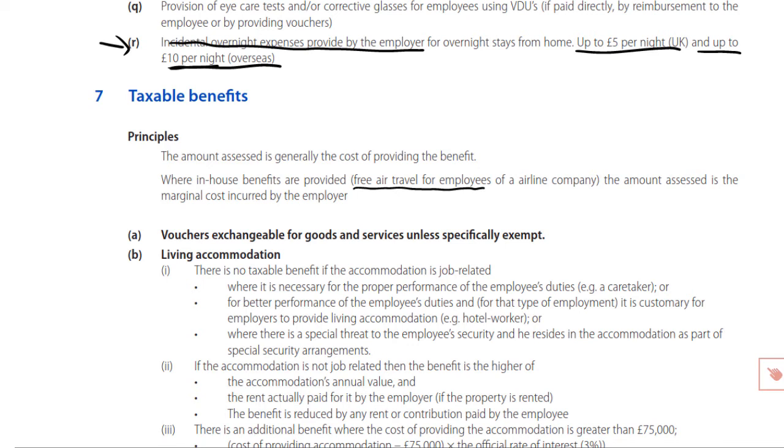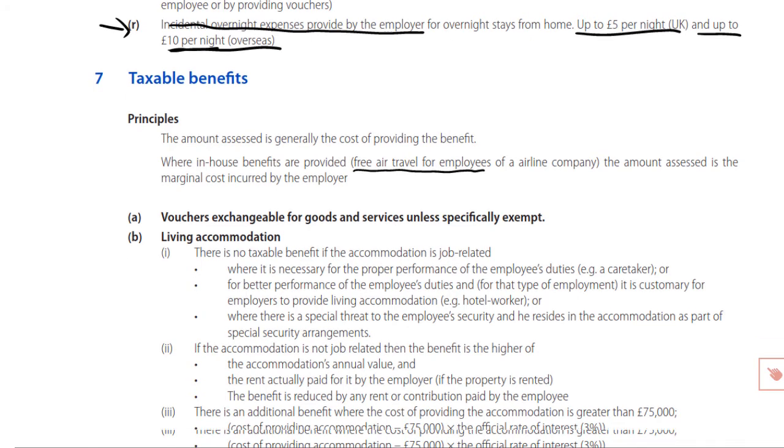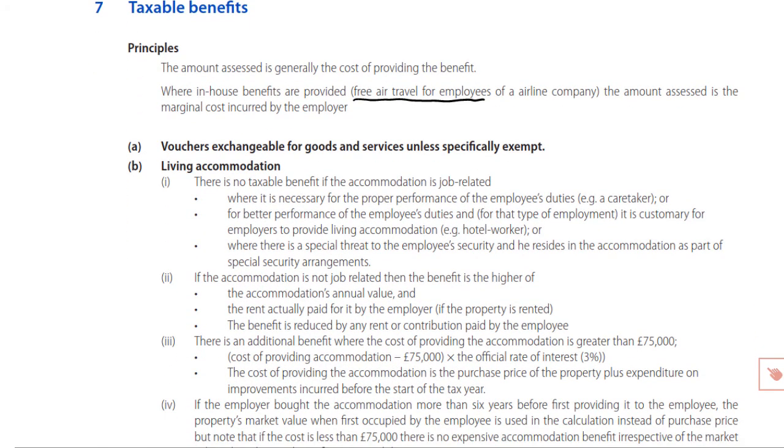If you're provided with any vouchers that are exchangeable for goods or services, they, unless specifically exempt, like the childcare vouchers we've already mentioned, would again be taxable. But then a main one that we see, living accommodation. That one comes up an awful lot. Comes up on a very regular basis.